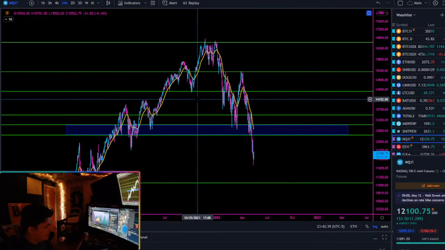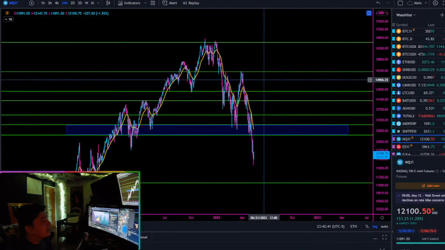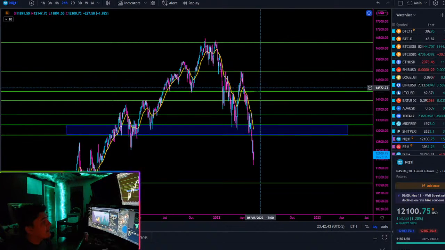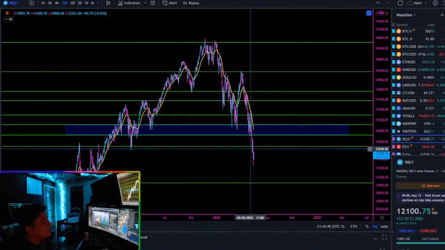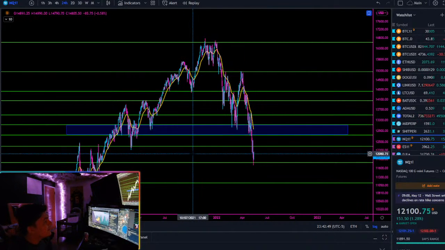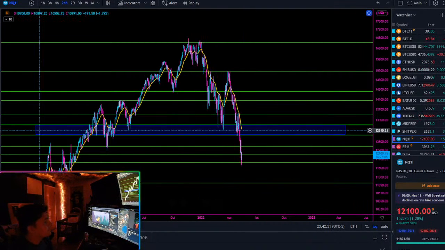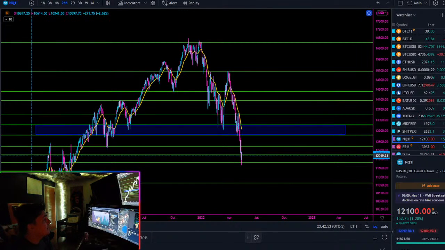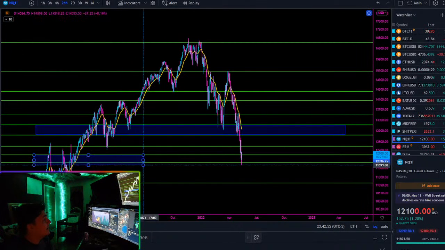Here's a good level. Here's a good level right here. Boom. And then some very inconsequential levels to be in consideration of as well. That's a blue box territory. Look at that. Nice little liquid zone right here.